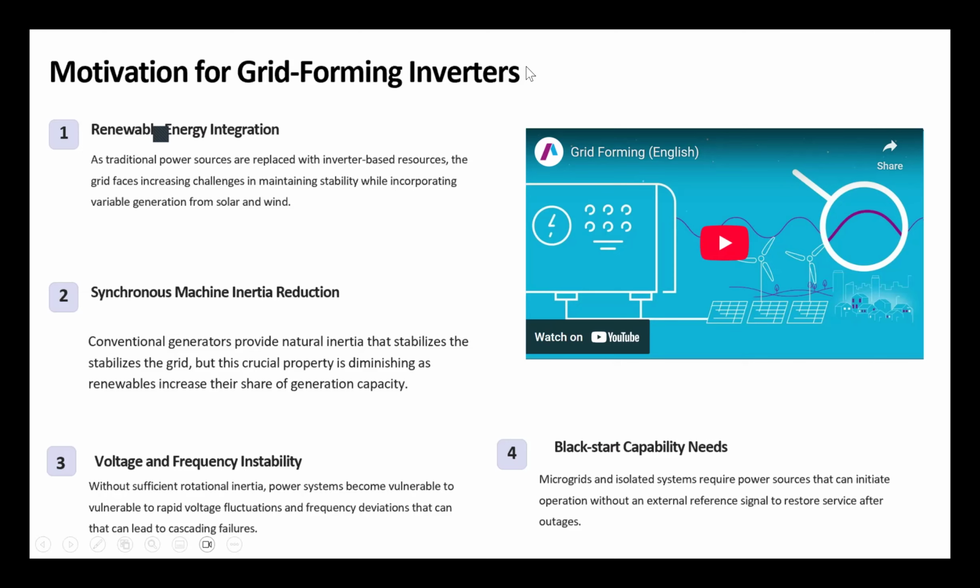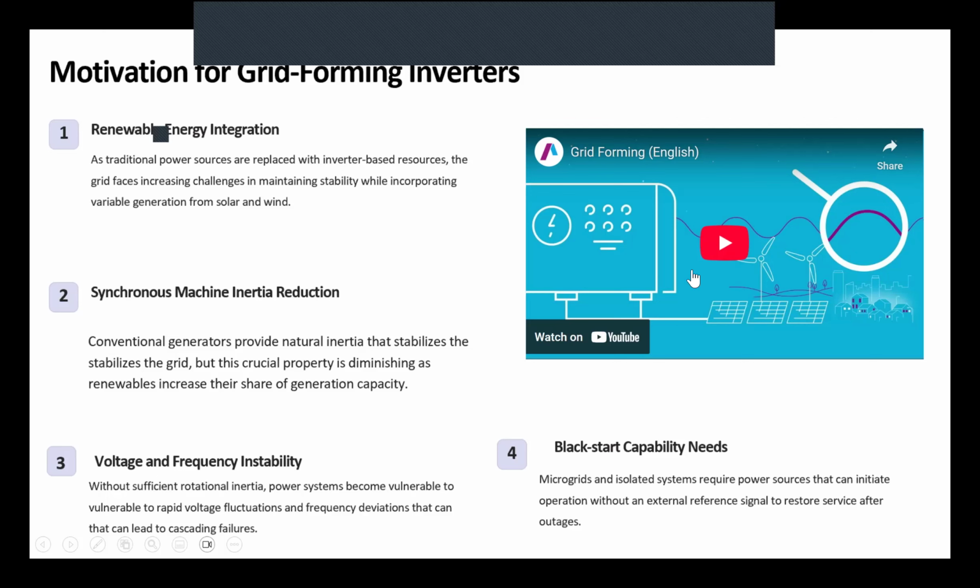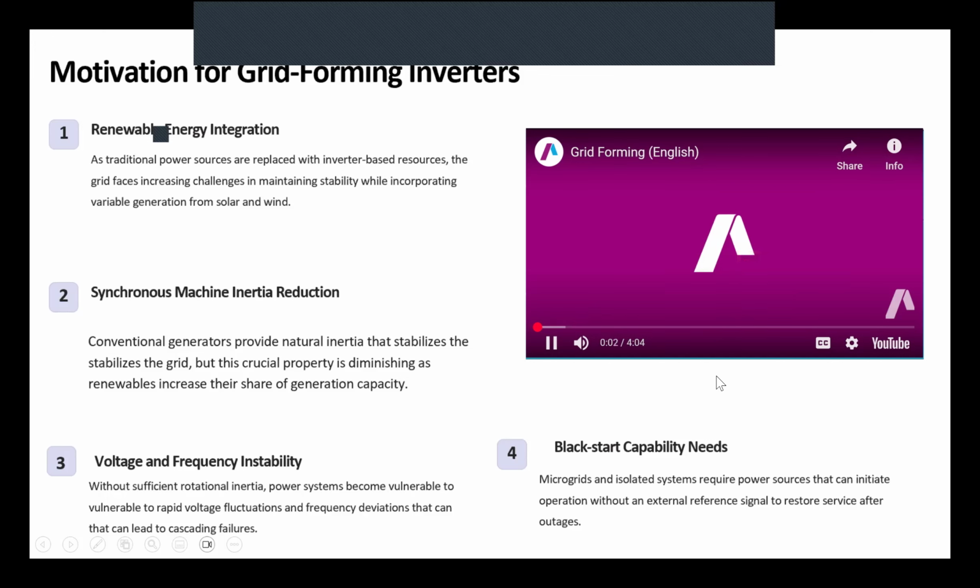Okay, now before I move on, I want to show this video. This video also explains the introduction of grid forming in a very good way. So it is going to be good.